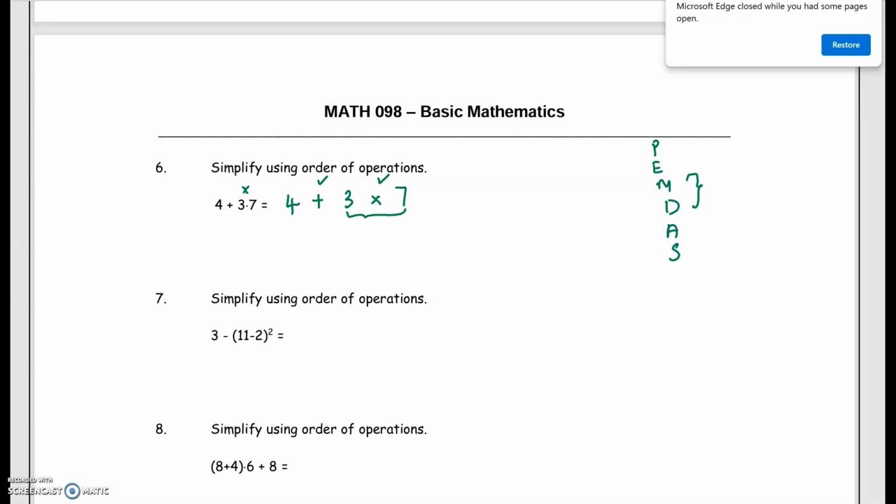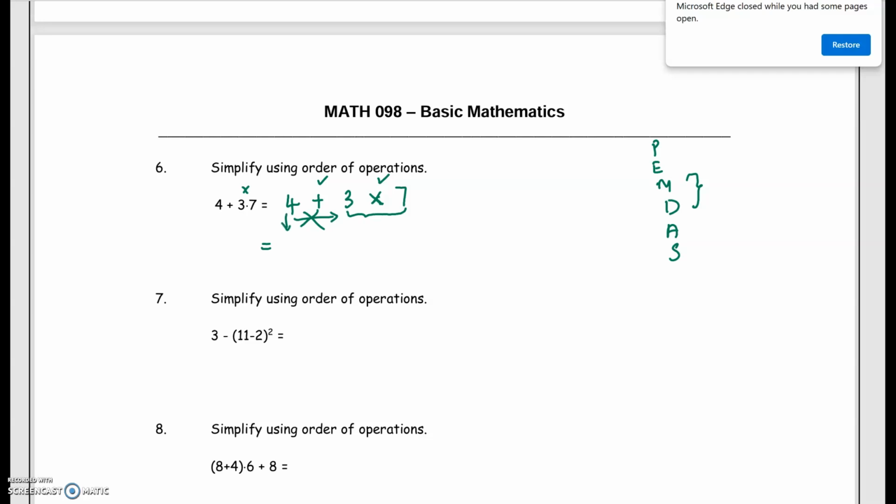Multiplication is like a glue. 3 is glued to 7 by multiplication. You cannot separate it. You cannot add the 4 and the 3. That would be completely incorrect. So multiplication first. Put an equal sign.